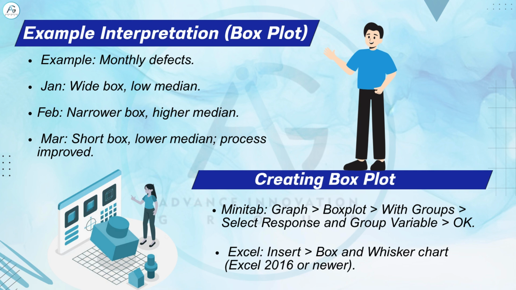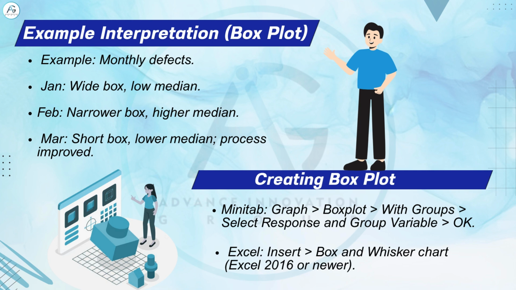In March, we see a short box and a low median. This is ideal. It means defects are both low and consistent. That likely reflects a successful process improvement. This kind of visual comparison is one of the box plot's biggest strengths. It shows you how both variation and performance shift over time or between groups.